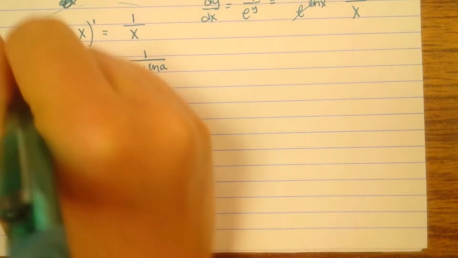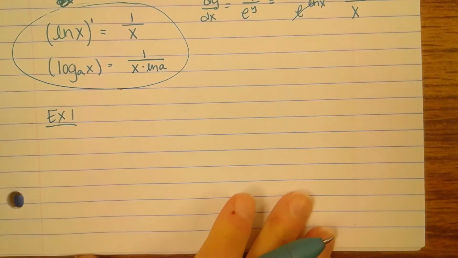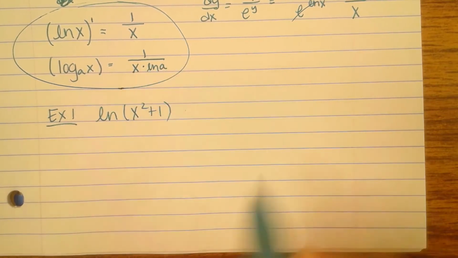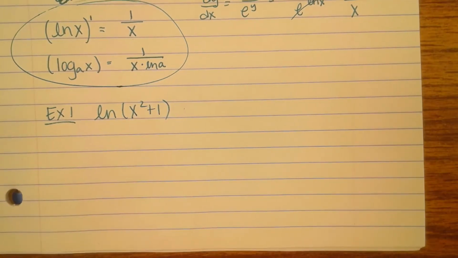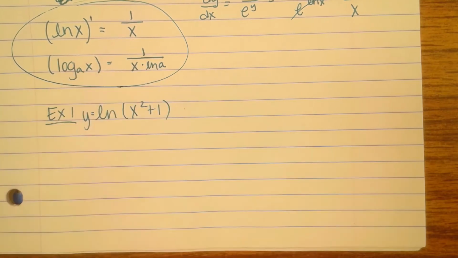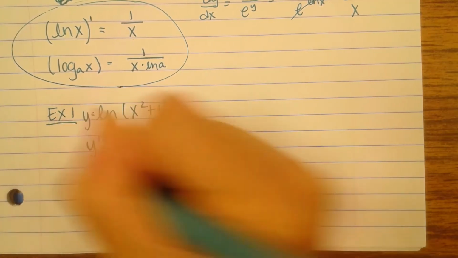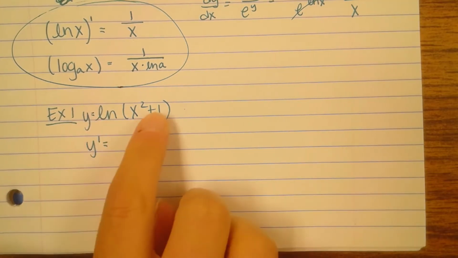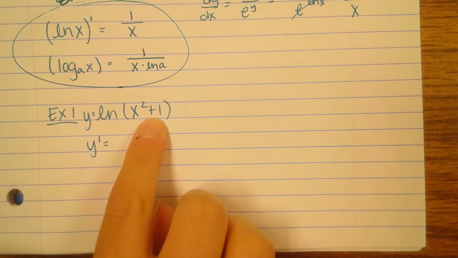So now that we have the rules for what we're dealing with today, let's do a couple examples. Again, we're dealing with a natural log function. Oops, I should write it as y equals. I'm going to find the derivative of y, so I'm finding y prime. I'm dealing with a couple different functions here. I'm dealing with natural log, and this x squared plus 1, so I've got chain rule.